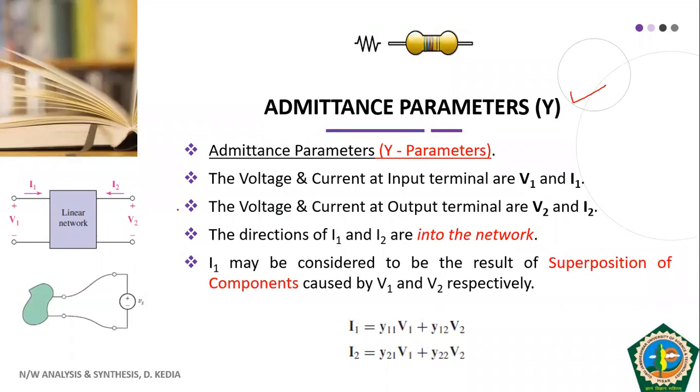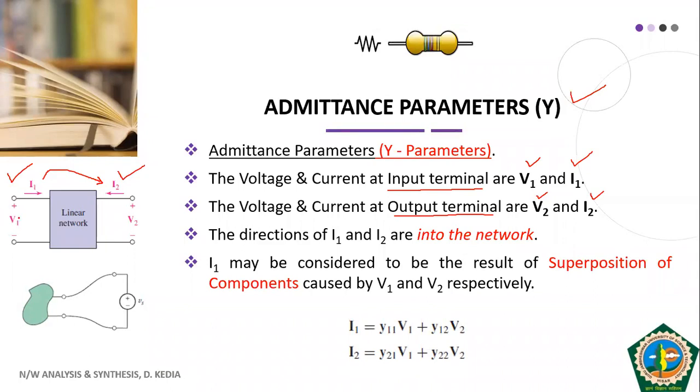Okay, so in the case of two-port networks, we have two pairs of terminals, one at the input and another at the output. So this is your input terminal, this is your output terminal. The voltage and current at the input terminal are represented as V1 and I1. Similarly, the voltage and current at the output terminal are represented as V2 and I2. So in a way you can say that we are going from port 1 to port 2, or you can say that the input terminal is our port 1 and the output terminal is our port 2.